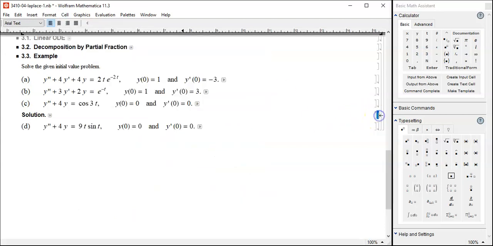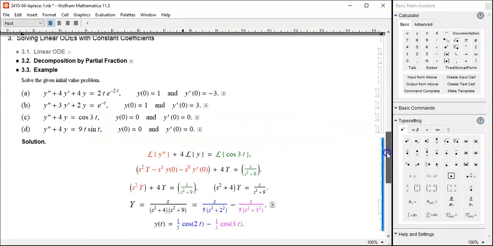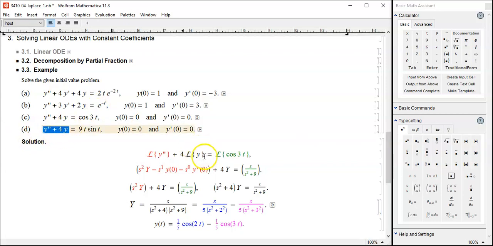Okay, we have enough time for the next problem, so let's go ahead. I just copied and pasted the previous solution because I think I can recycle this to a certain degree. You see, the left-hand side is the same, so I can use it, no problem there. Here I have 9t sine of t, so I need some work. 9, and then here I have t sine of t.